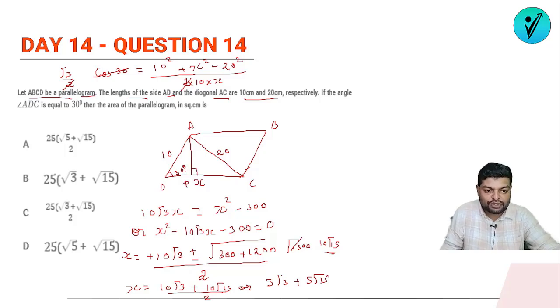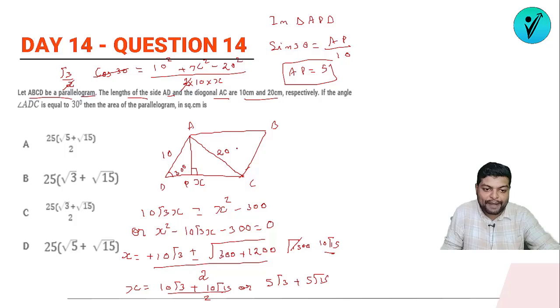Suppose I am naming it as p. So what will be the value of p? If this is a triangle, in triangle APD, can we say in triangle APD, this is my perpendicular, this is my hypotenuse, and this is theta. So can we say that sine theta will be AP upon AD, which is 10, or the value of AP will be what? The value of sine 30 will be half, so AP will be what? It will be 5. So the height of this parallelogram is 5, and the base is 5 root 3 plus 5 root 15.